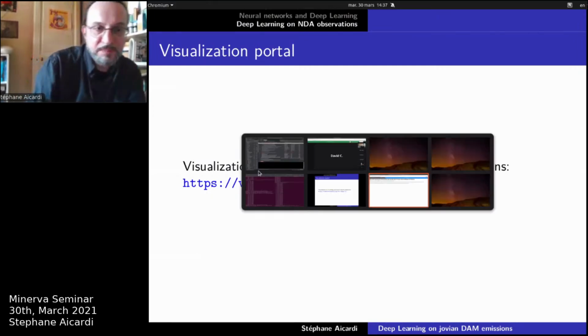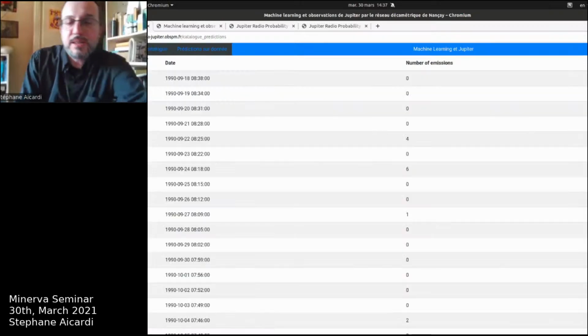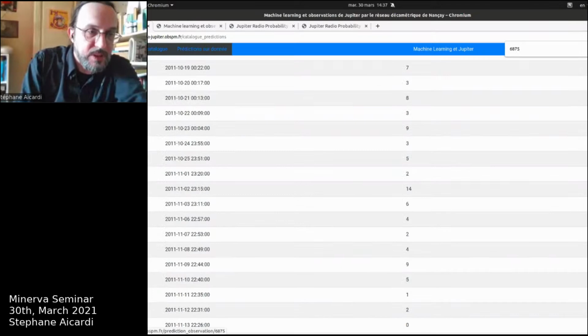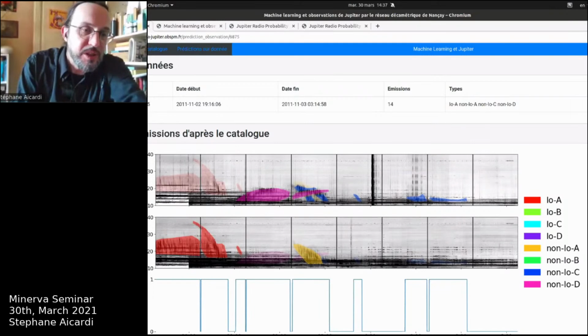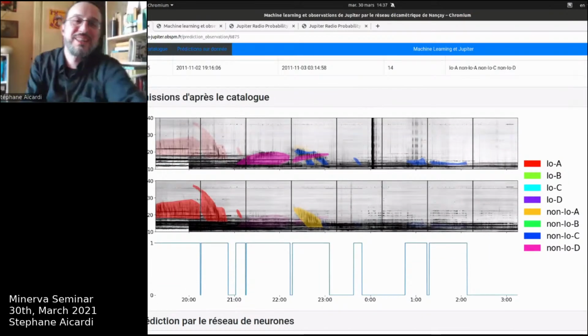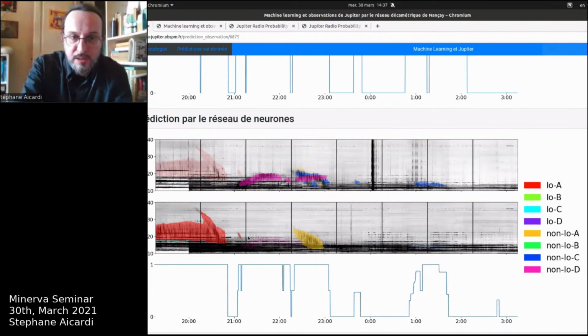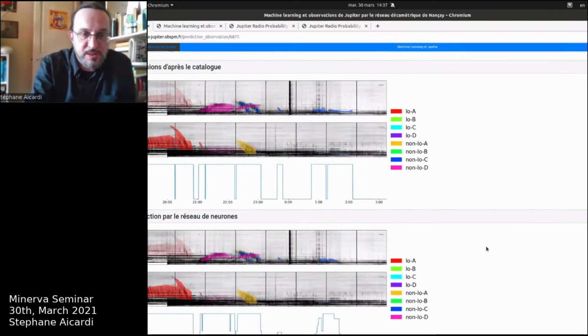So to visualize this, I built a small web portal, which I will show you. So I can look at the catalog or at the predictions. So here I can compare to the catalog. It's very fast because it's already calculated. So here is the catalog. Here is the prediction, and if I reduce a little the resolution, we can see both at the same time.